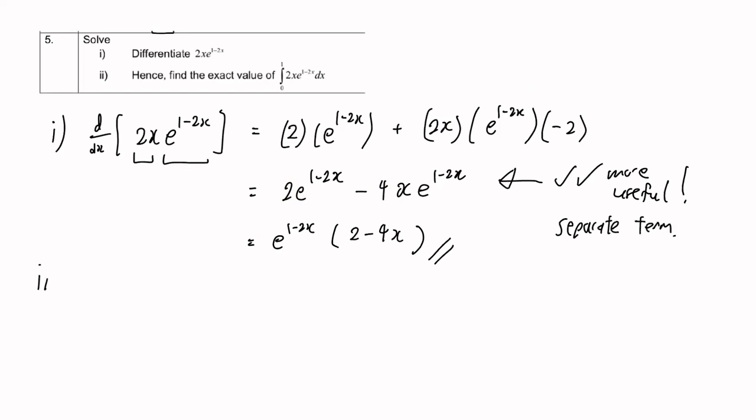What do I mean? Look at part 2. Hence, find the exact value of this integral: 2x e^(1-2x). Please don't use integration by parts. Correct, yes, you remember. This one is not using integration by parts, even though you can.